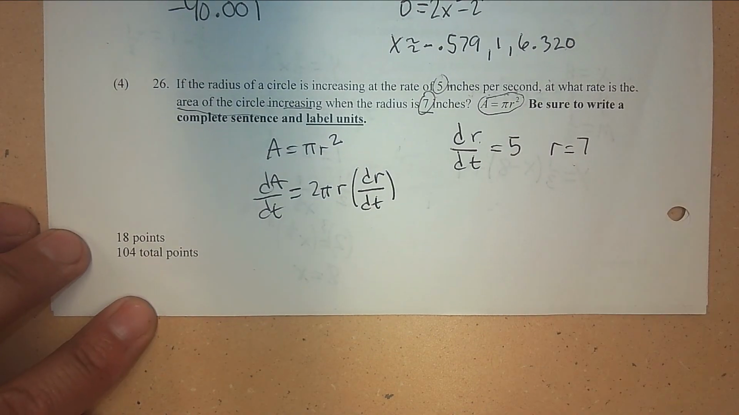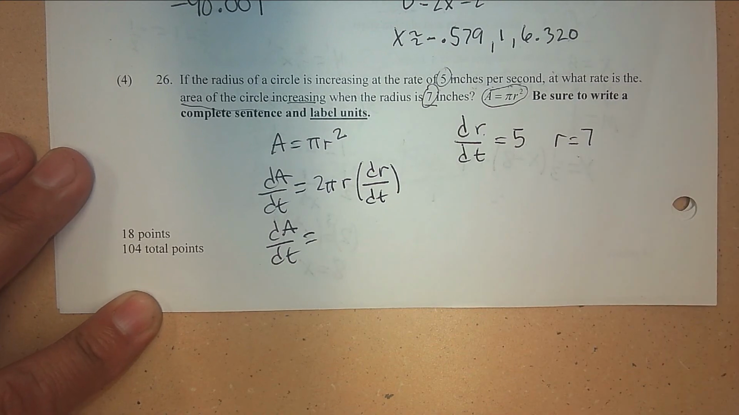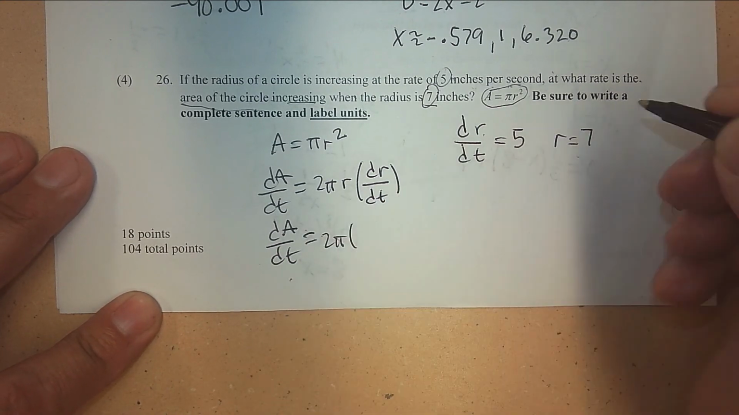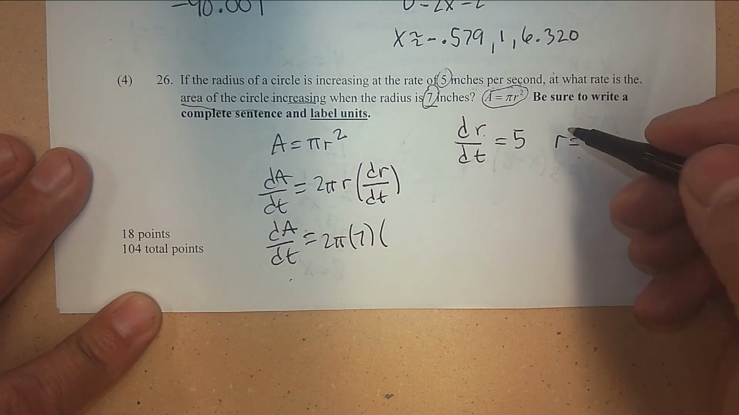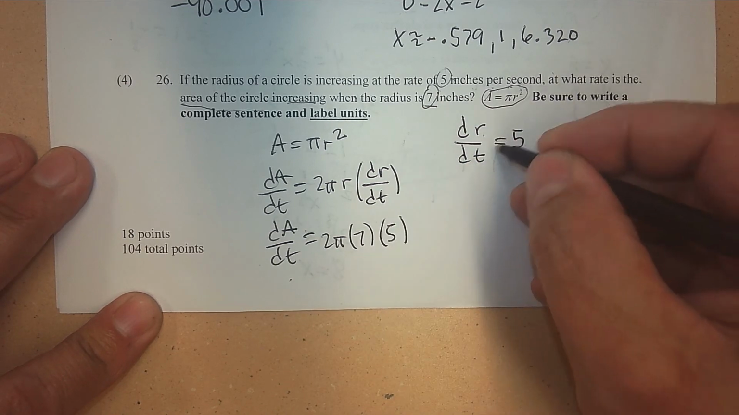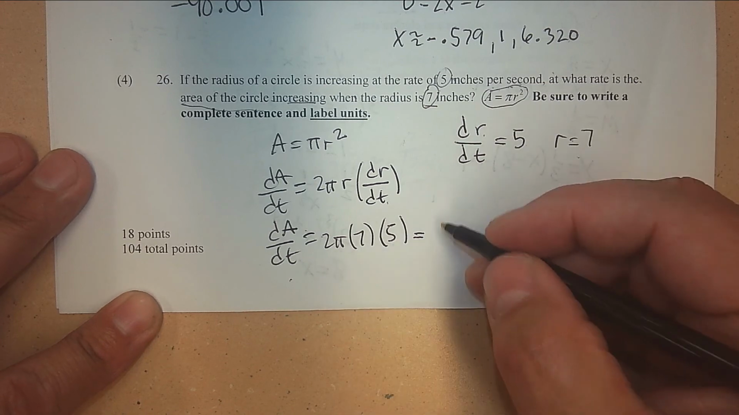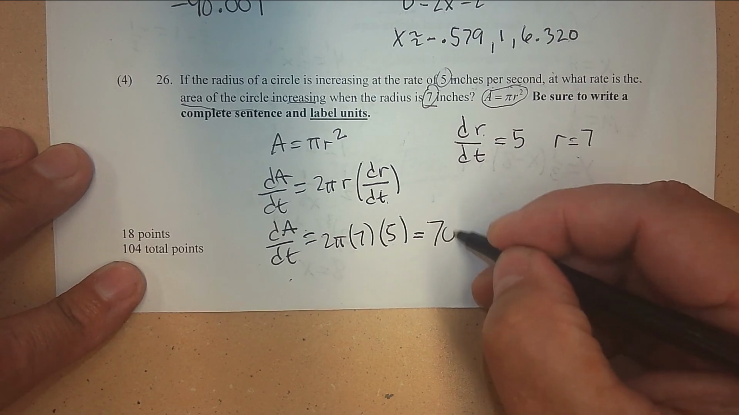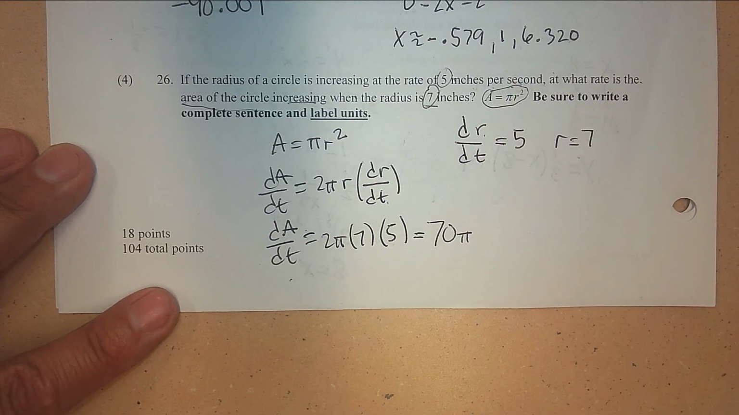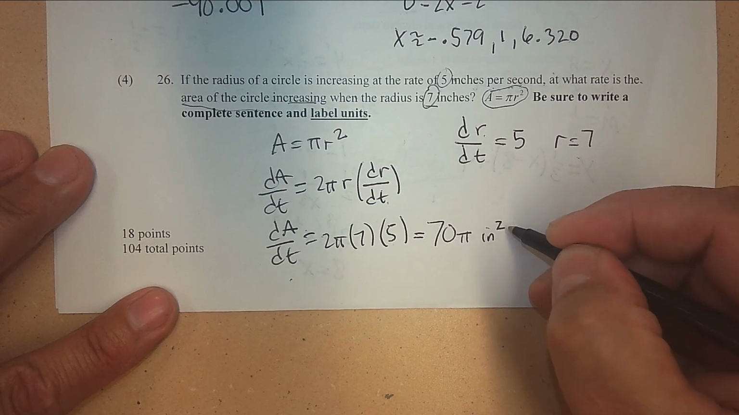And now we do a substitution. So this is what I'm looking for. The derivative of the area with respect to time. The radius is 7. What's the rate the radius is changing? 5. I do that substitution, and that gives me the answer. So that is 35 and 2, that's 70 pi. And the unit involved, we have inches. It's area, so it's inches squared per second.